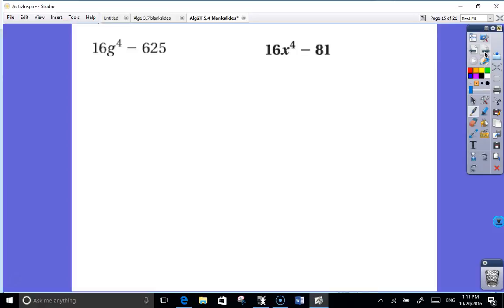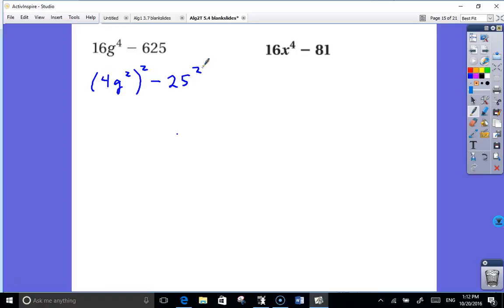625 is what number squared? No, 15 times 15 is 225. 25, right? 16 is a perfect square. G to the 4th, okay, that's not a perfect square, but because it's an even degree, I could write it like this. I could put in parentheses, I could make this 4g squared, right? And then square that. And then I'll have minus 25 squared. So even though it's not really a difference of squares, it could be factored like a difference of squares.